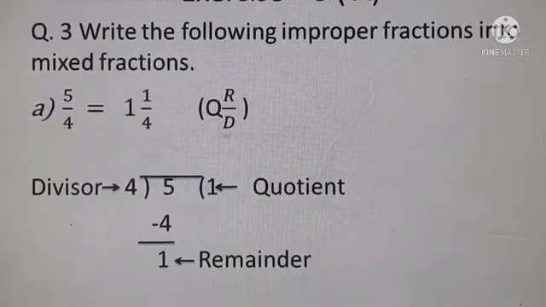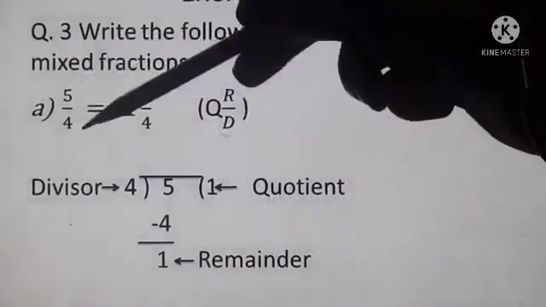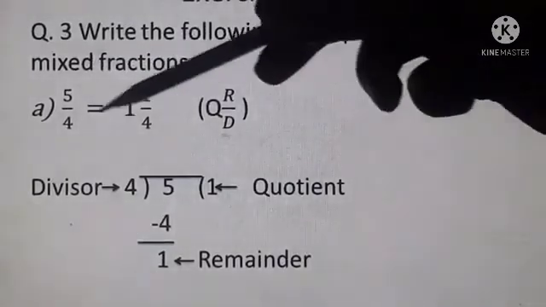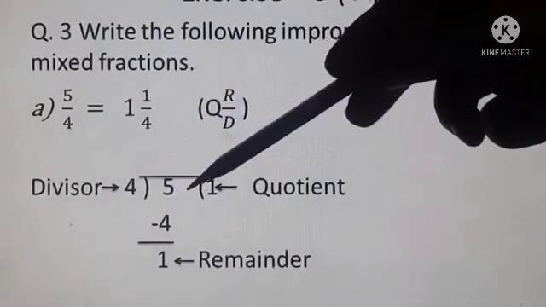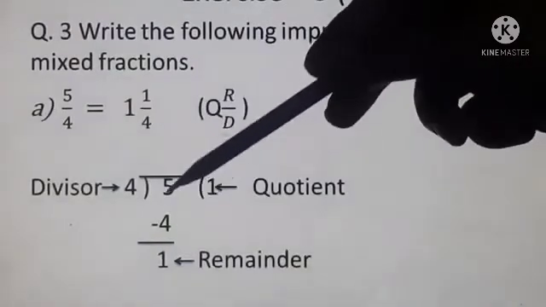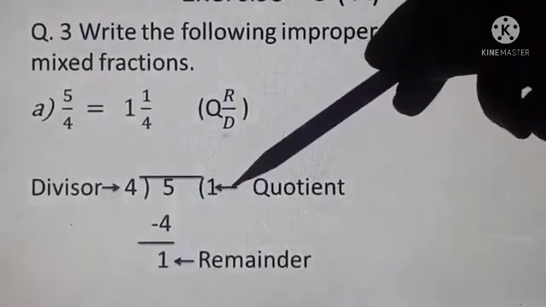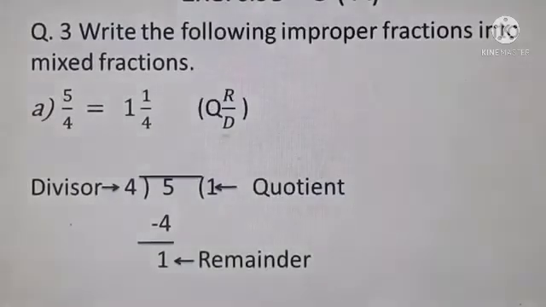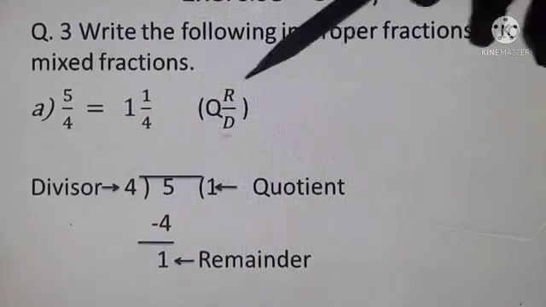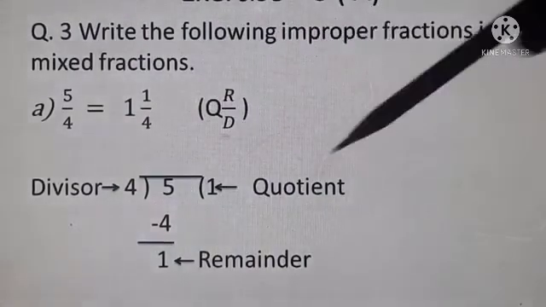Now next is our question number 3. Write the following improper fractions into mixed fractions. Improper fractions are given to us. We have to convert it into mixed fraction. A part, 5 upon 4. 5 is divisible by 4, so we will divide it. 5 divided by 4, 4 ones are 4, 5 minus 4, 1. So quotient is 1, remainder is 1, divisor is 4. And our mixed fraction is a combination of a whole number part and a fractional part. It is written in the form of Q R upon D. So Q is our quotient.